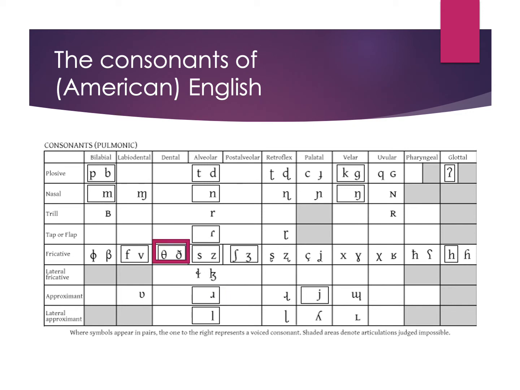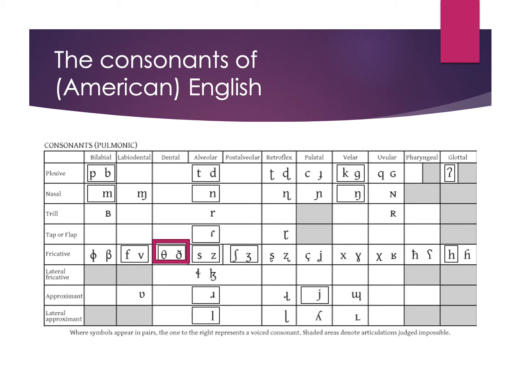The next ones we'll look at are the ones I briefly talked about, the dental or interdental fricatives, the theta and the eth symbol. And so these are our th sounds. The left one would be the voiceless, which sounds like th in the word thigh. And the right one would be the eth, which sounds like the in thy. And so you have two distinct ones, whether it's voiceless or whether it's voiced.